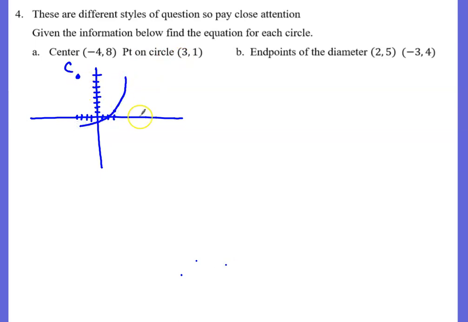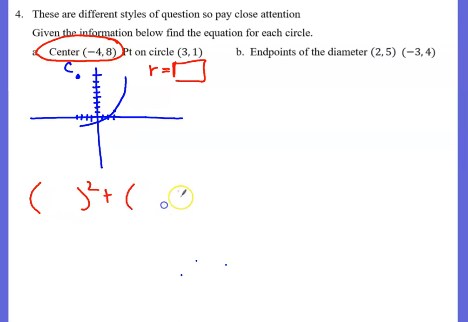If I want to find the equation for a circle, I need the center, which I have, and I need the radius. That's it. If I have both of those things, I can go. In fact, I can start writing my circle. If I have the center, I can start this part right now. Since the center is negative 4 for the x, that'd be x plus 4, the quantity squared. And since the center is 8 for the y, it'd be y minus 8, the quantity squared. The only thing you're missing is the radius.